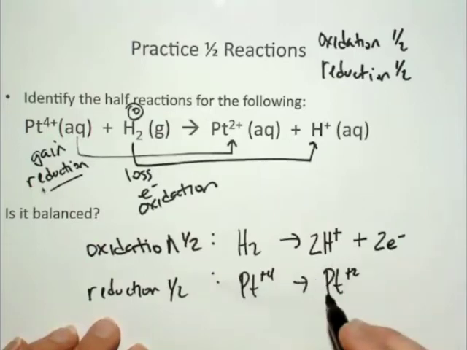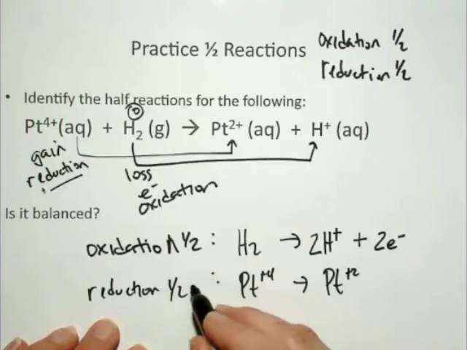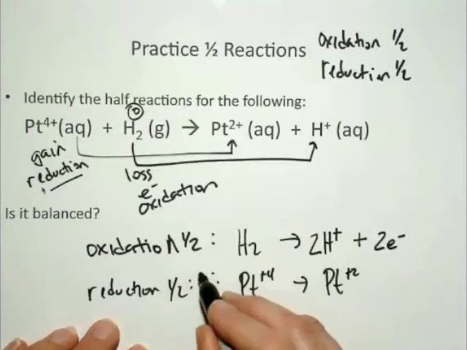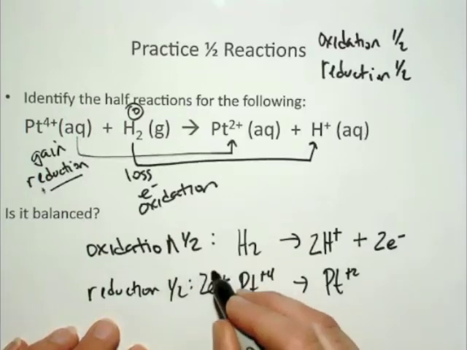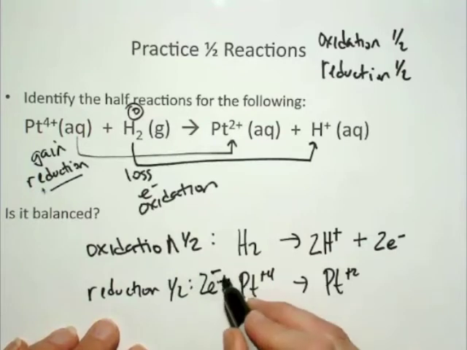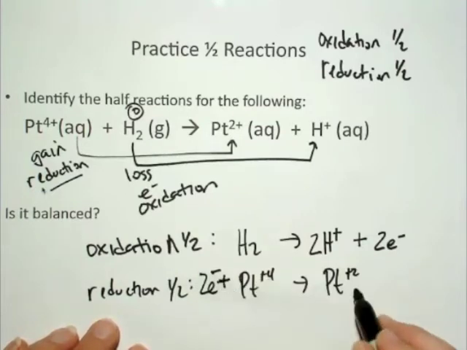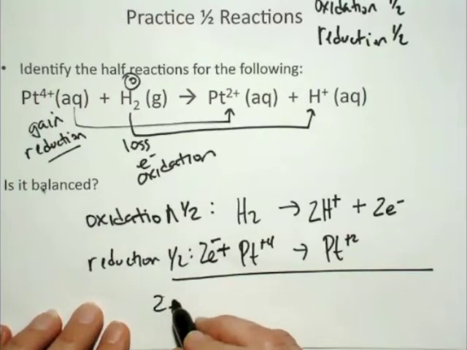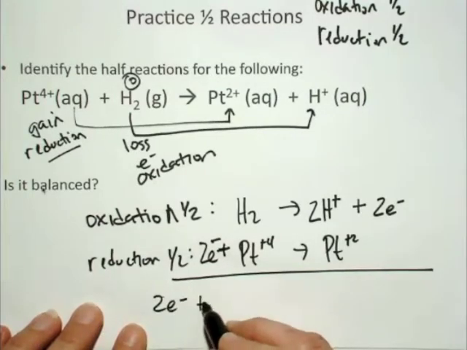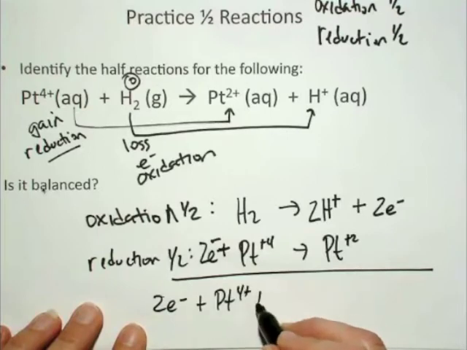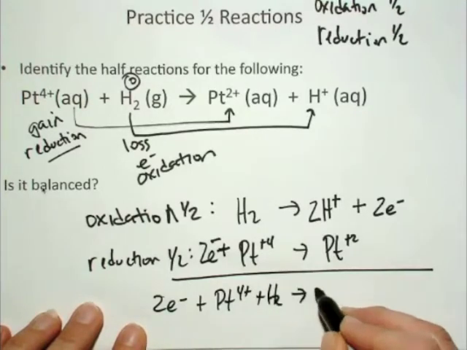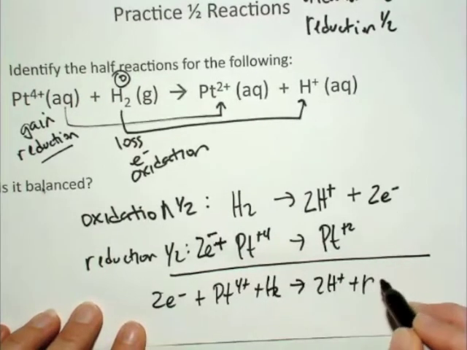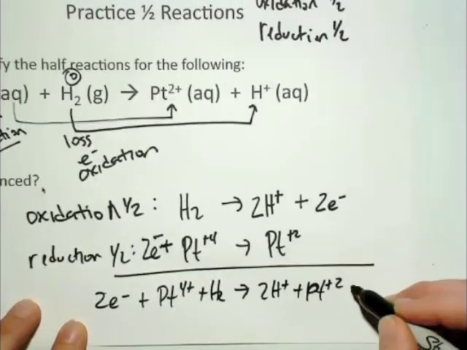In this case, the reduction reaction, I should have backed this up a little bit, this must be gaining two electrons. Okay, gaining two electrons, because it's going from a +4 to a +2. And then you can see when you add these two half reactions back together, you end up with 2 electrons plus platinum 4+ plus hydrogen to give hydrogen ion plus platinum 2+ plus 2 electrons.